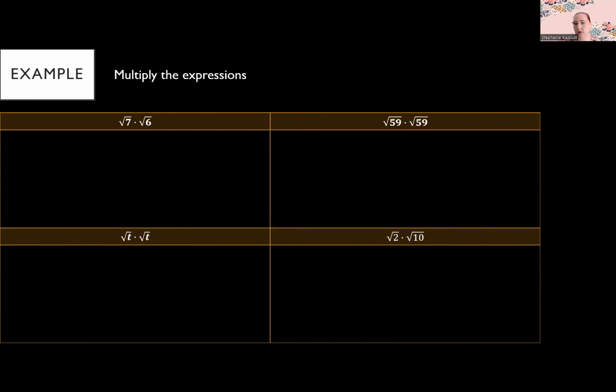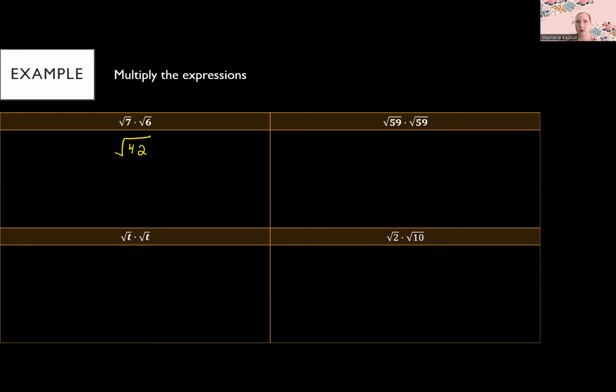So we'll start with the top left. When you're multiplying these square roots, you combine them into a single square root symbol, single radical, and you multiply the numbers that are inside, the 7 and the 6. So when we multiply these, 7 times 6 is 42. So you get the square root of 42.